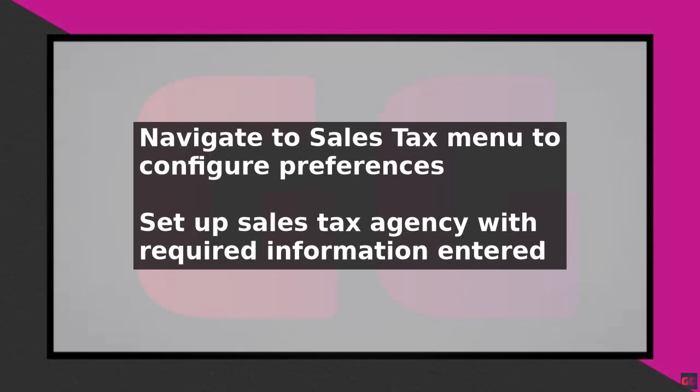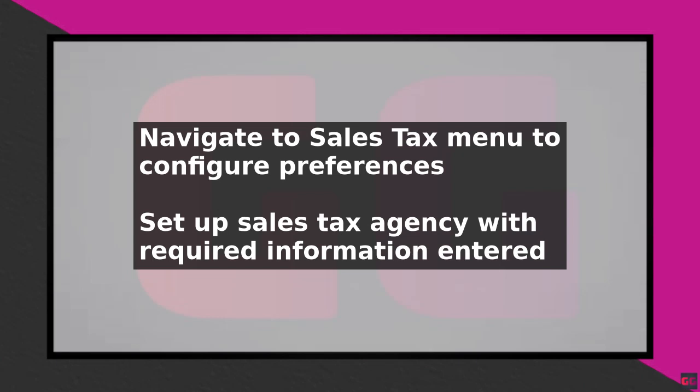To set up sales tax in QuickBooks, start by navigating to the Sales Tax menu. From the main menu, select Sales Tax and then Sales Tax Settings. In this section, you will be able to configure your sales tax preferences, including the tax agency, tax item, and tax rate. First, you need to set up your sales tax agency.